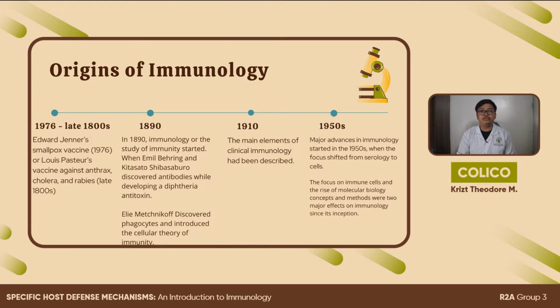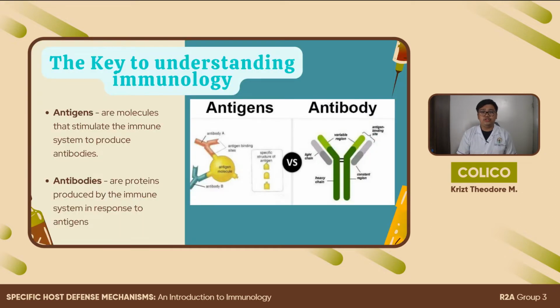Major advances in immunology started in the 1950s when the focus shifted from serology, or investigating antigens and antibodies in serum, to cells. The discovery of lymphocytes marked the dawn of a new era. The focus on immune cells and the rise of molecular biology concepts and methods were the two major effects on immunology since its inception. The first immunologic methods were devised to diagnose infectious disorders, which is where medical laboratory immunology originated.